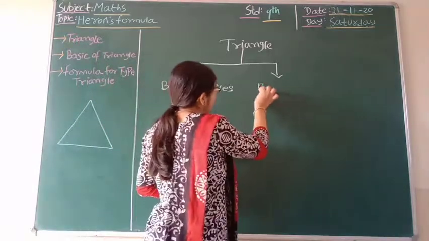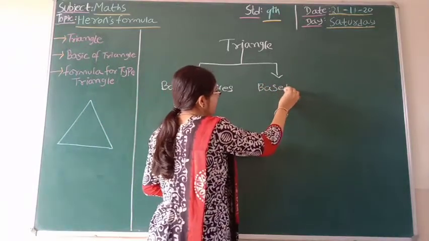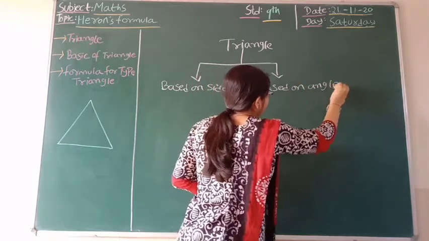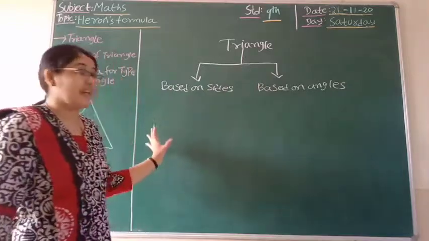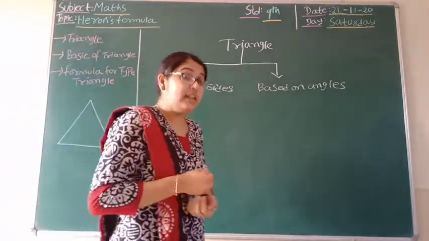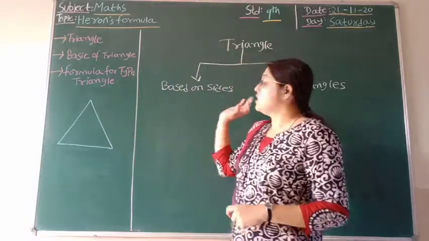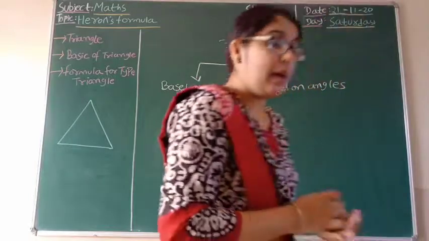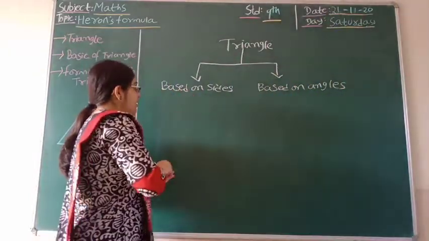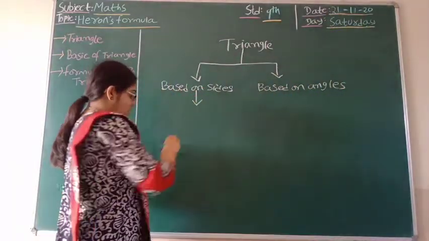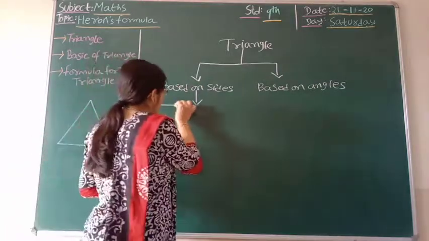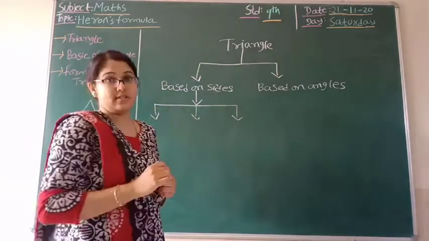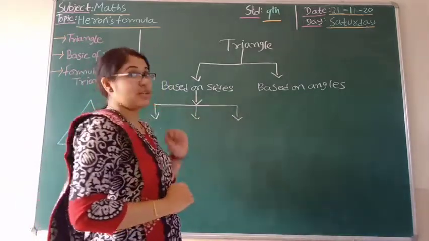Writing here, based on angles. This is about based on sides and based on angles. Further, in more detail, we can understand based on sides and based on angles. The very first thing we are going to see is based on sides. Further, if I need to classify this, I can say there are three different triangles which can be understood on the basis of sides.